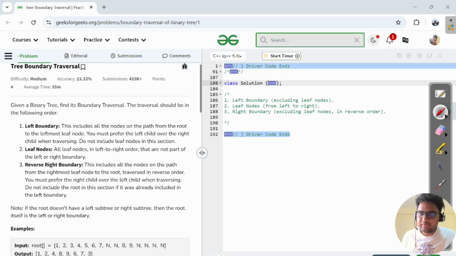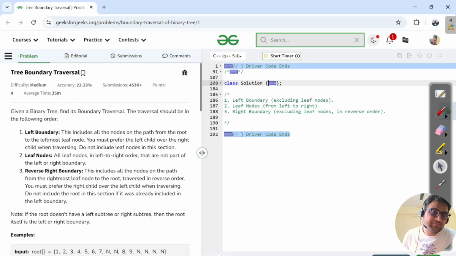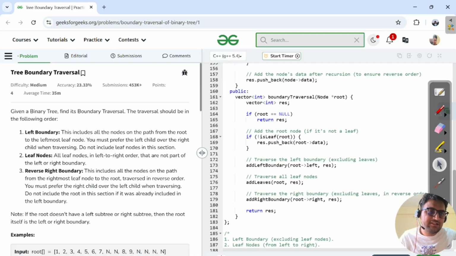So today in this video we will take a new DSA question, and this is regarding the tree boundary traversal. First we will understand the question, then we will take some examples to understand the question clearly, and then we will discuss the solution, and then I will implement the solution and show you the C++ code also. This tree boundary traversal is a very common question. It got asked in multiple interviews.